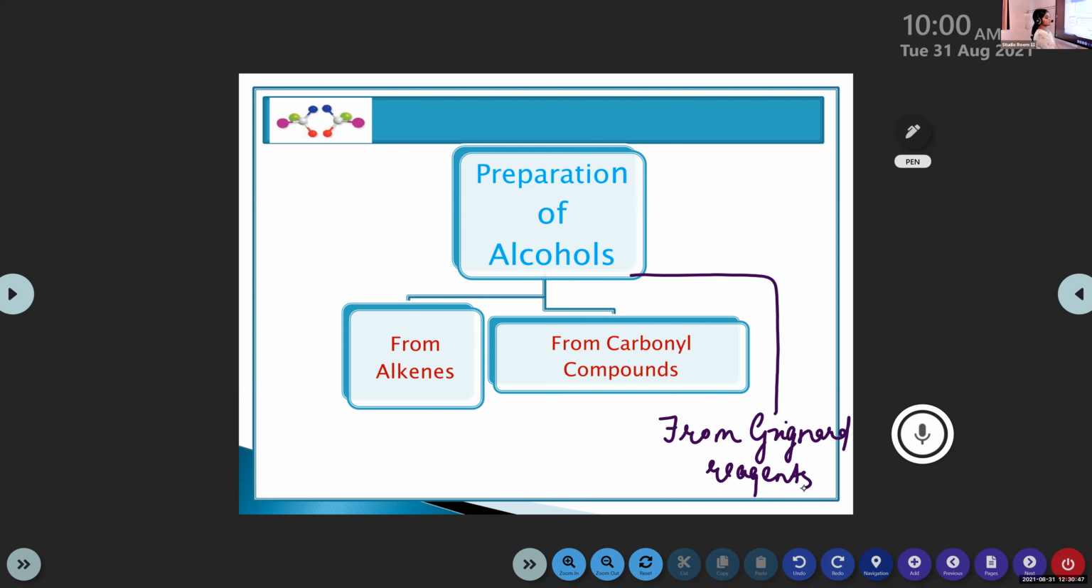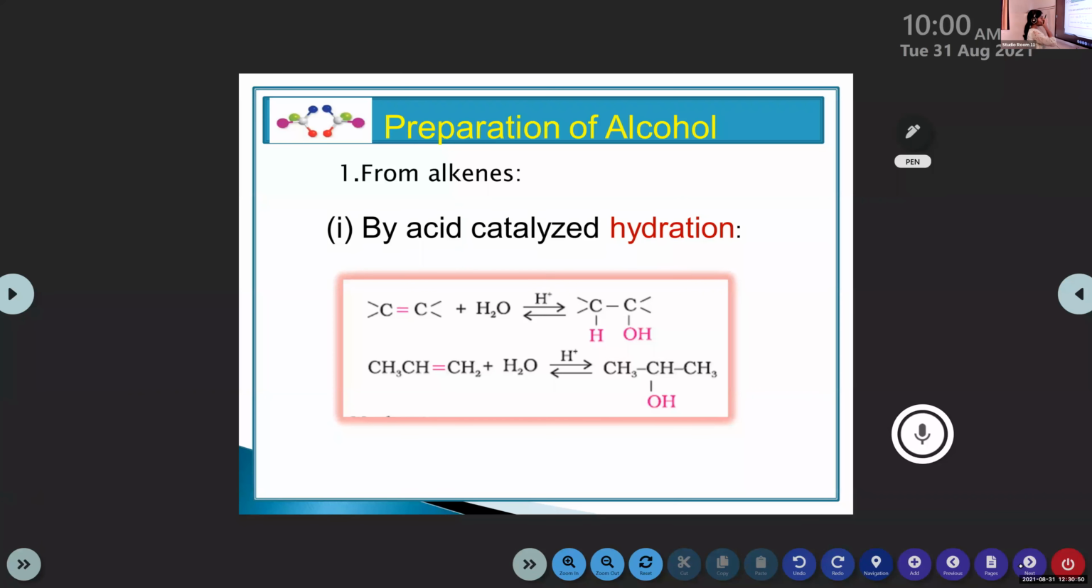Okay. So we are moving to the first one, the preparation of alcohols from alkenes. There are two methods for preparing alcohol from alkenes, and the first one is acid catalyzed hydration. Here acid will act as a catalyst. Hydration means addition of water to the molecule, right? So acid catalyzed hydration will take place for the preparation of alcohol from alkenes.